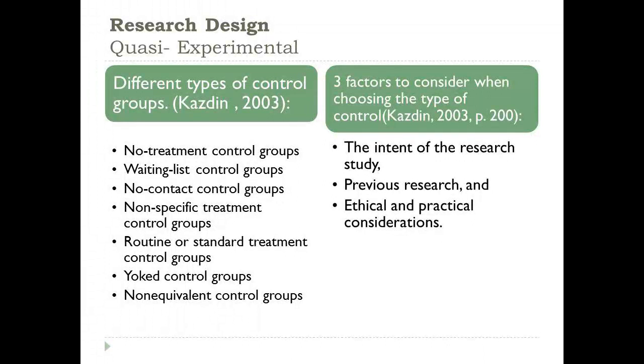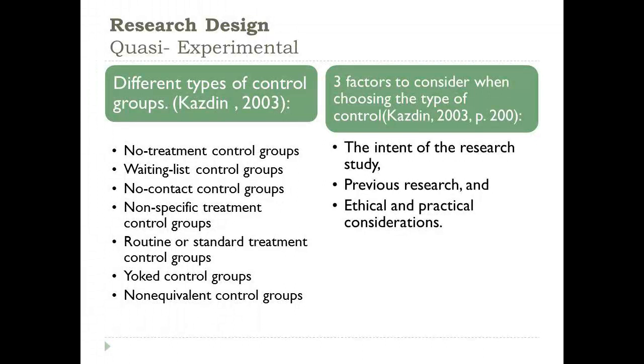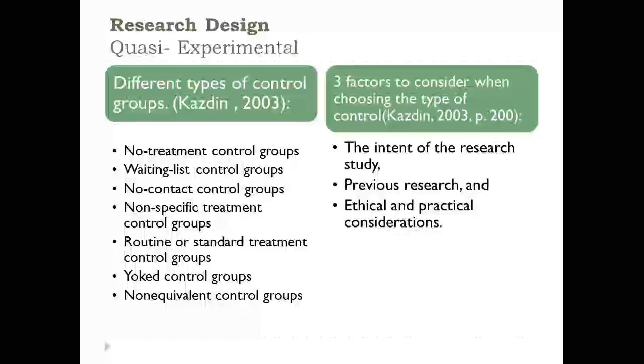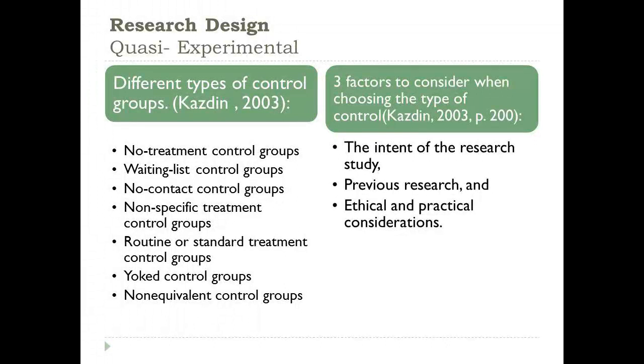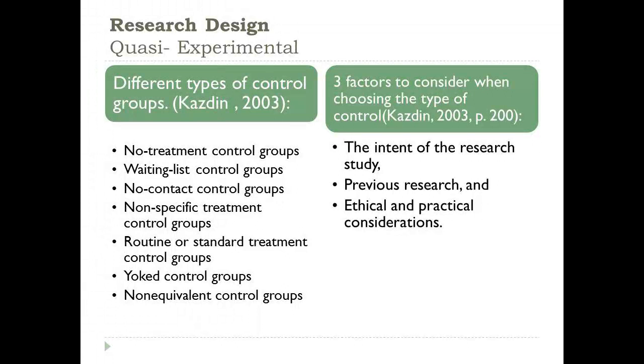But anyway, when we're talking about control groups, or a group that's there as a comparison group, it's important to identify that there are different types of groups. And again, I highly, highly recommend Kazdin as you talk about this. And he talks about factors that you really need to consider when choosing a control, and that's the intent of your research, previous research that's been done, as well as ethical and practical considerations.